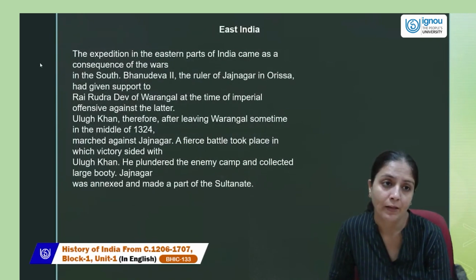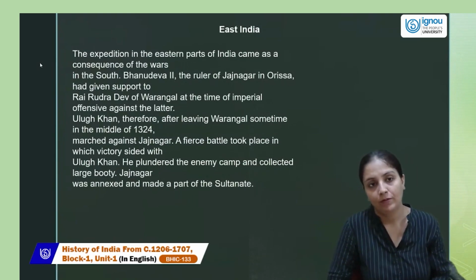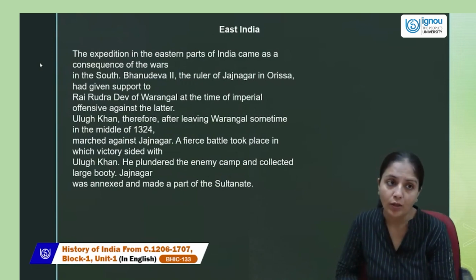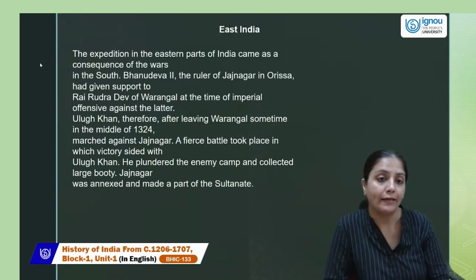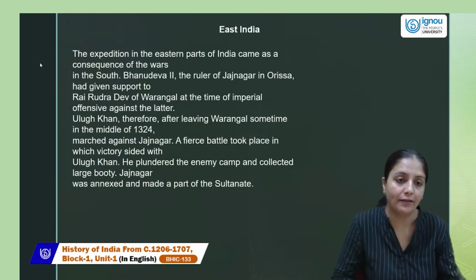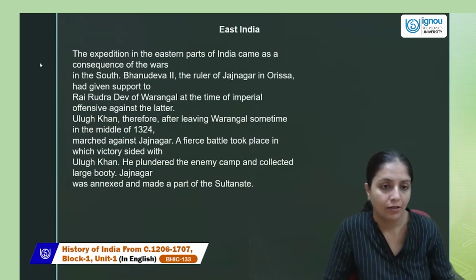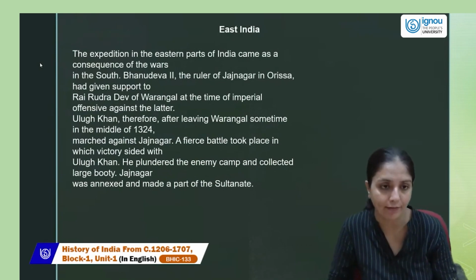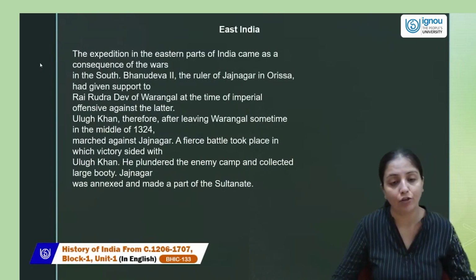And what about East India? The expedition in the eastern parts of India came as a consequence of the war in the south. Bhanudeva II, the ruler of Orissa, had given support to Rai Rudradev of Warangal at the time of the imperial offensive against the latter. Ulugh Khan, after leaving Warangal, sometime in the middle of 1324, marched against Jajnagar. A fierce battle took place in which victory sided with Ulugh Khan. He plundered the enemy camp and collected a large booty. Jajnagar was annexed and became part of the Sultanate.